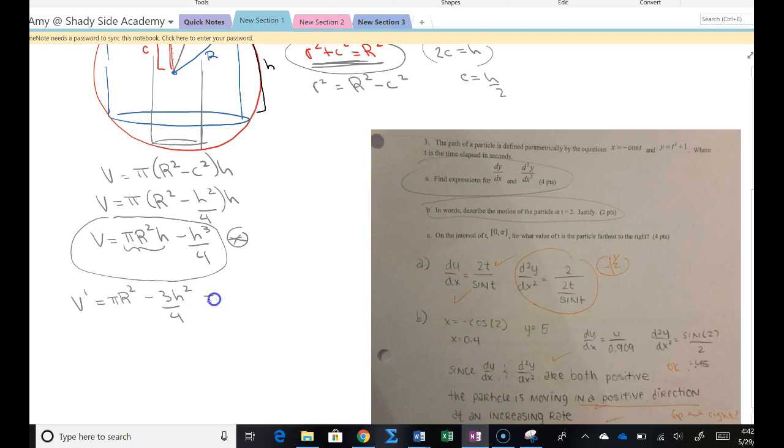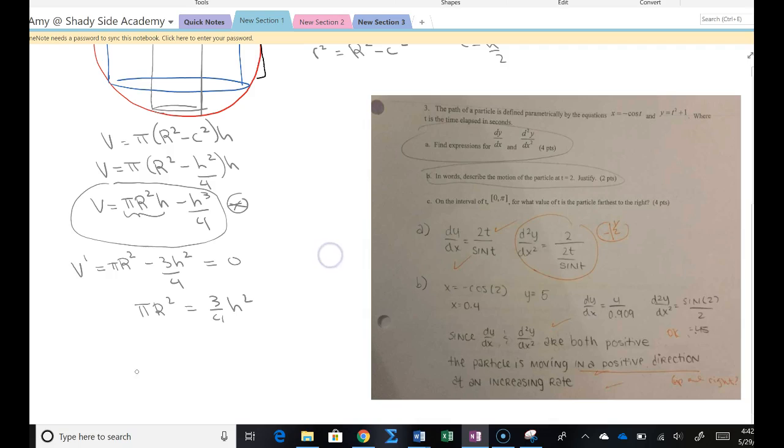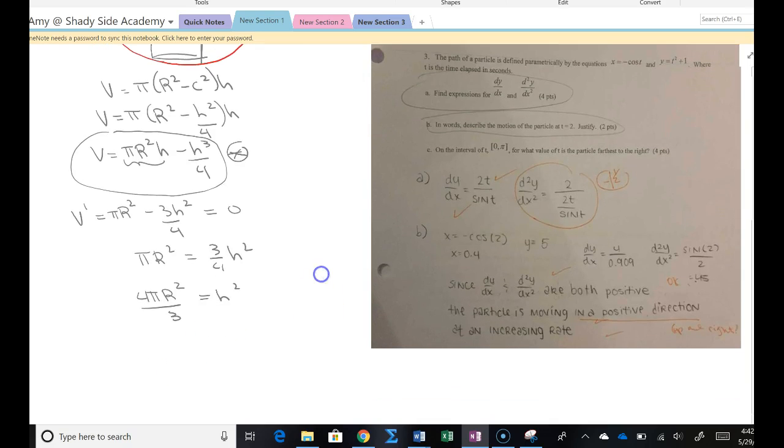And we're going to set this equal to 0 to solve for first derivative critical points. What am I solving for? I am solving for h. So let's just be really careful. Okay, and I'm going to get 4 pi capital R squared over 3 equals little h squared. h is the square root of 4 pi capital R squared all over 3. Okay, so if the height of the cylinder is this, we have a critical point.